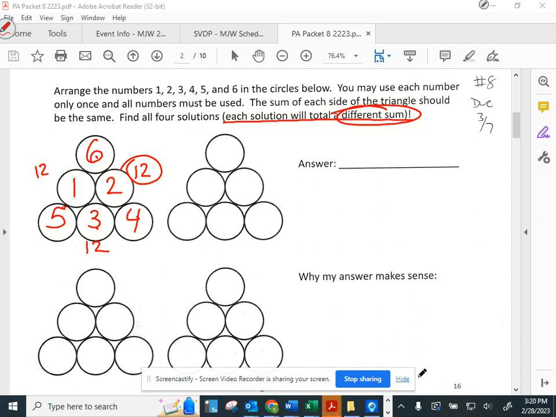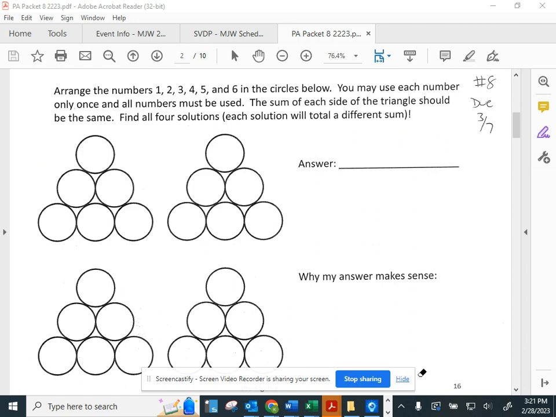I had to do a lot of erasing as I was filling this out. It's a lot of trial and error on where to put your numbers. So each side equals the same amount, and that total sum does not equal a total sum that you've done in a different triangle. So again, there's a lot of trial and error that you do with this one. I did have to erase a bit trying to find some of these, but it can be done.